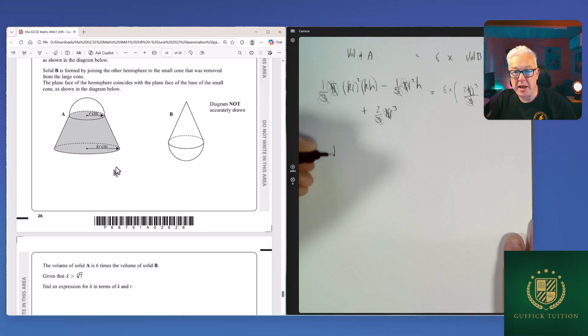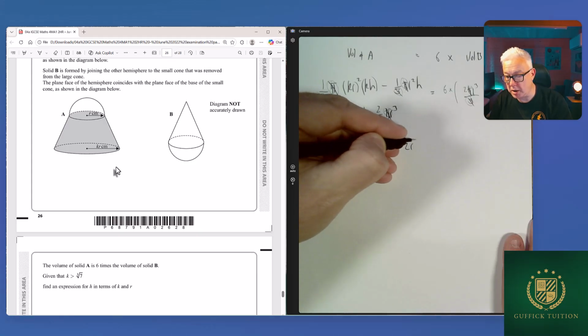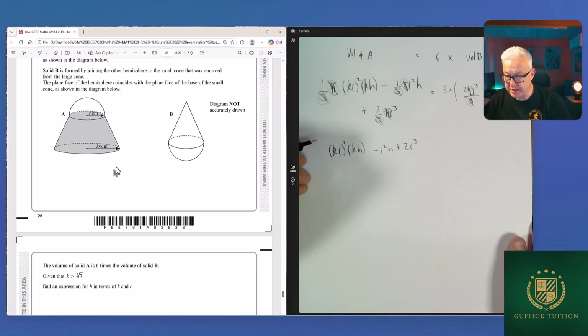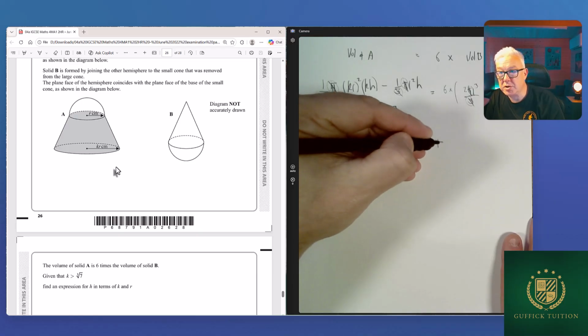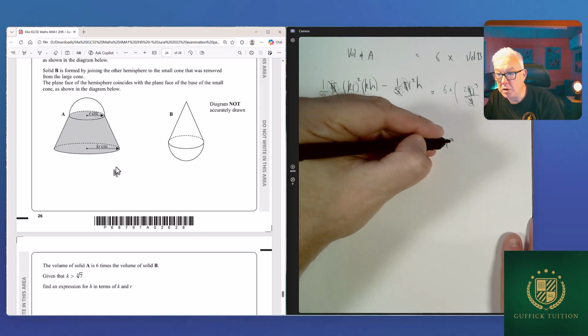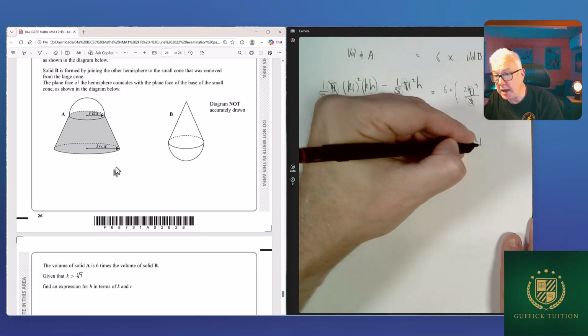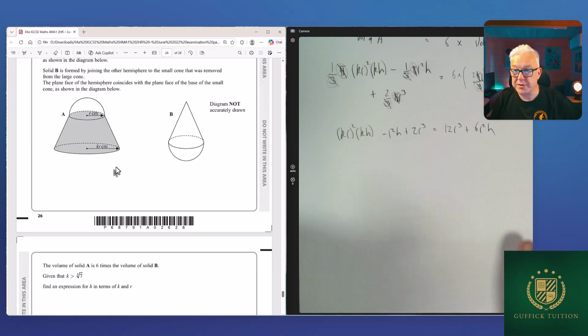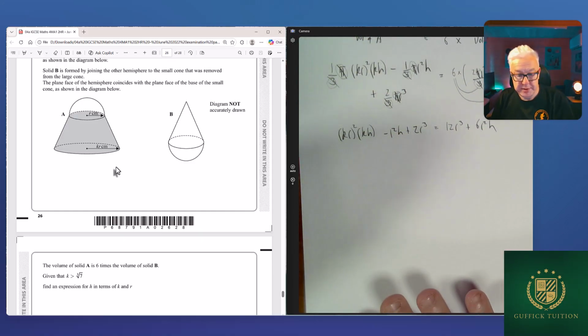So when we do that, we're left with kr² times by kh minus r²h plus 2r³. Okay, that seems reasonable. kr² minus r²h plus 2r³, and that is going to equal 12r³ plus 6r²h. Okay, so that's what we've got now. So all I've done is expanded that, times that by that, and times that one by that one. So now let's see what this is.